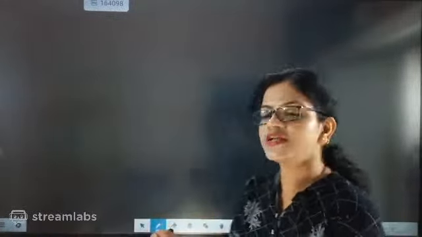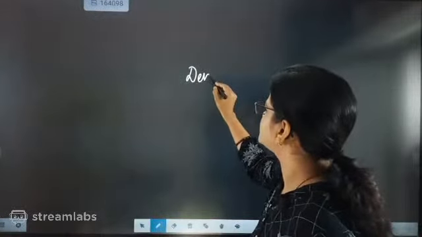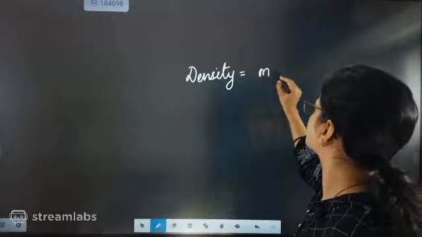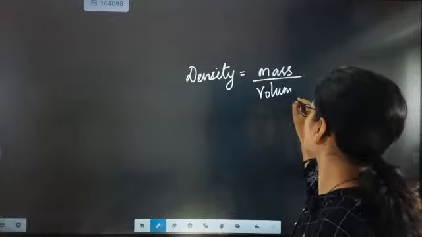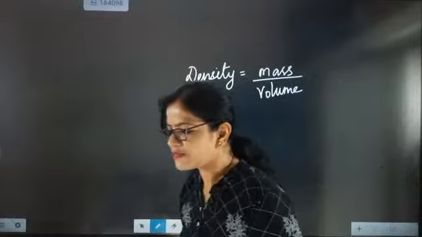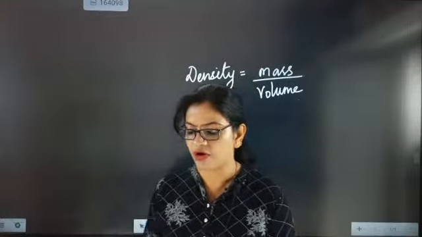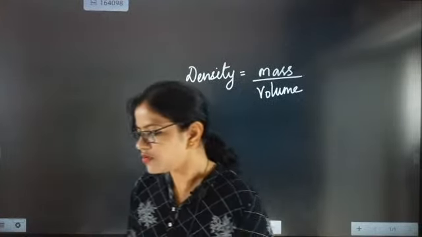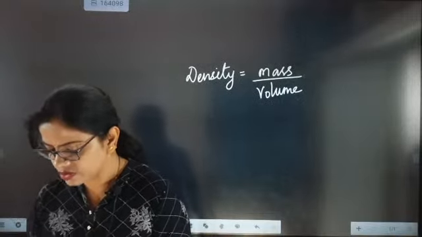So as we know, the density of a substance is defined as mass by volume. So what is density? Density is equal to mass by volume of a substance. Density of a substance is defined as mass per unit volume. Based on this, we are going to solve some questions.